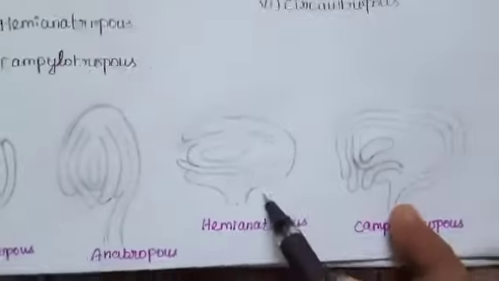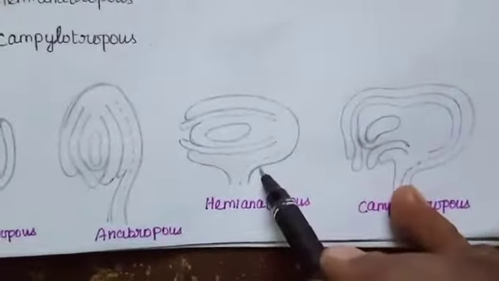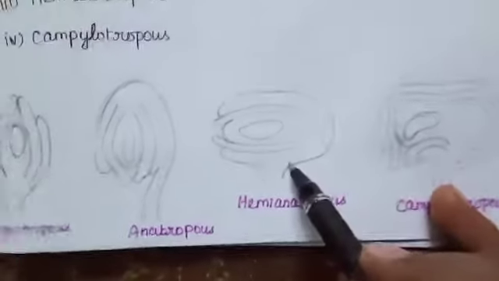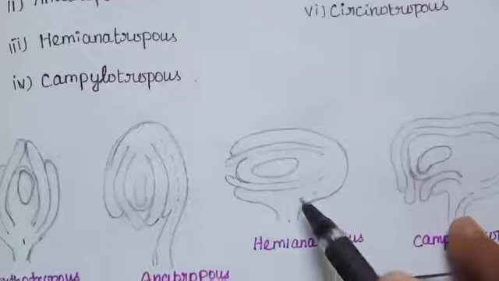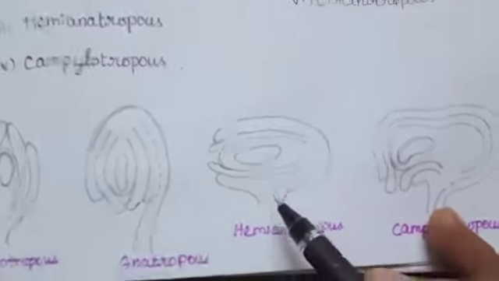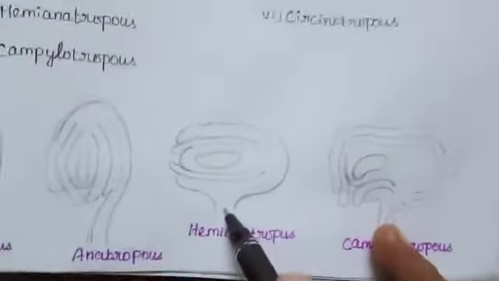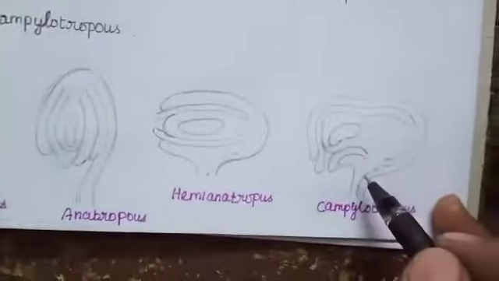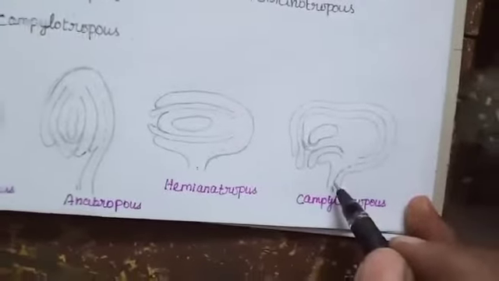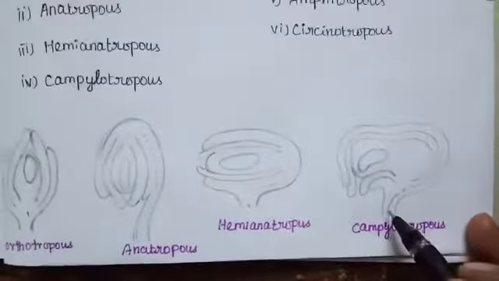Then hemianatropous. In this type, the body of the ovule is placed transversely, at right angles to the funicle. This is a funicle. Example, Primulaceae. Next, campylotropous. The body of the ovule at the micropylar end is curved and more or less bean-shaped.